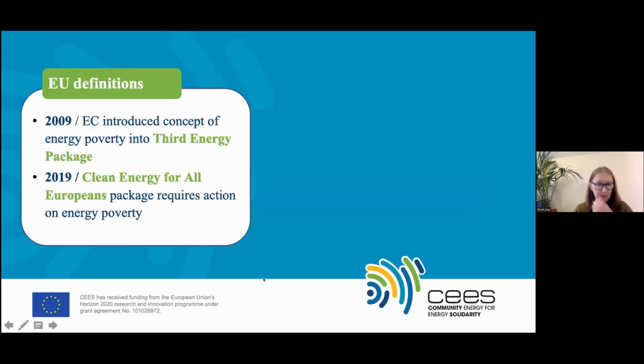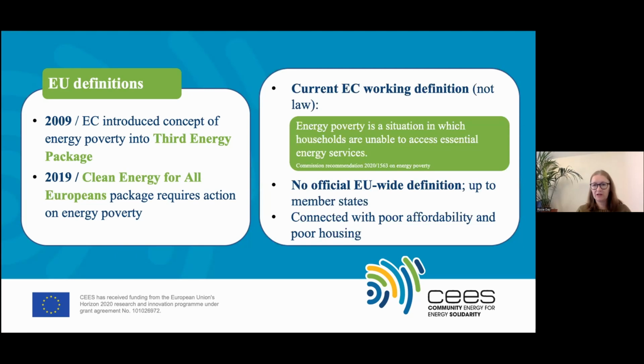So in terms of what's happened in EU policy and EC documentation, the Commission first introduced the concept of energy poverty into the third energy package, which was around 2009. But as you probably know, the more recent Clean Energy for All Europeans package has really stepped up attention to energy poverty, and action on energy poverty is required across a number of areas. It has many mentions in the package, and it's part of the just energy transition in Europe. But there is still no official definition of energy poverty in the EU. So it's still up to member states or organisations working on energy poverty to define it.